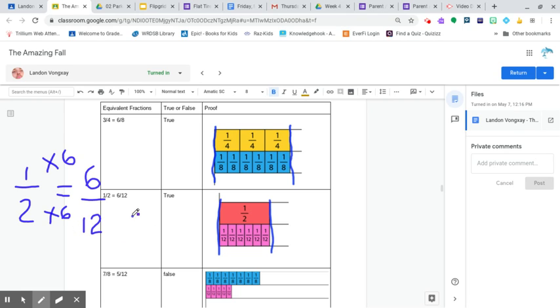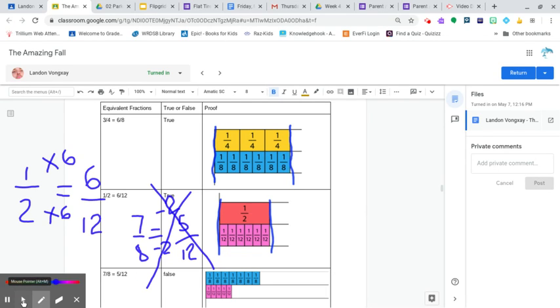Let's do a false one. 7/8 is 5/12. That's what it's saying. Well, by looking at the picture here, for sure, 7/8 is a lot greater than 5/12. But if we look at here, 7/5, how do you go from 7 to 5? Okay, I'm having a tough time here. Maybe I take away 2. And then if I do that, I have to take away 2 down here. That should be 6, 5, 6. Even that doesn't make sense. So just keep that in mind when you are doing equivalent fractions.